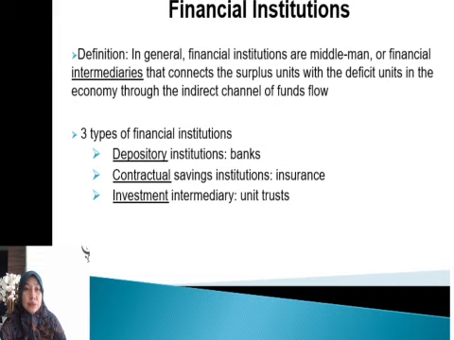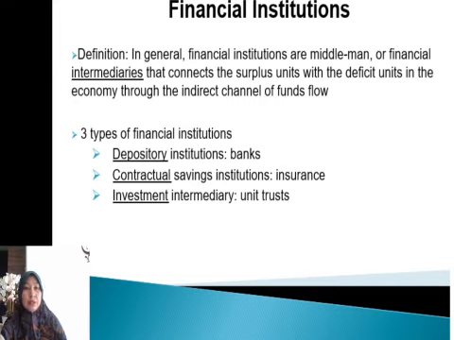Now, what are financial institutions? In general, financial institutions are middlemen or financial intermediaries that connect the surplus units with deficit units in the economy through the indirect channel of funds flow. Like I mentioned before, the financial institution becomes a financial intermediary that connects surplus and deficit units.